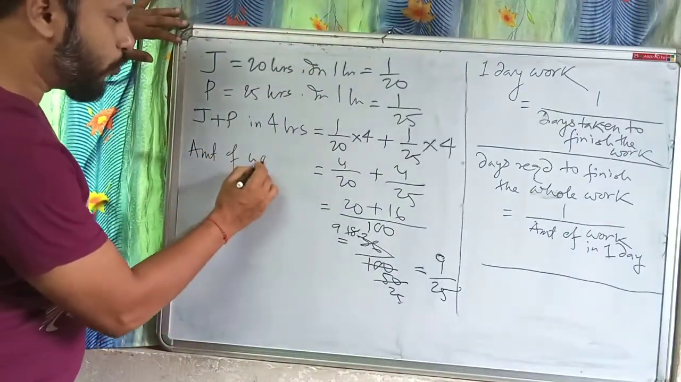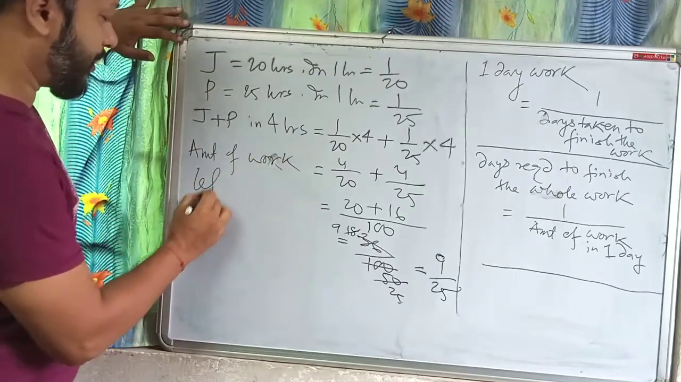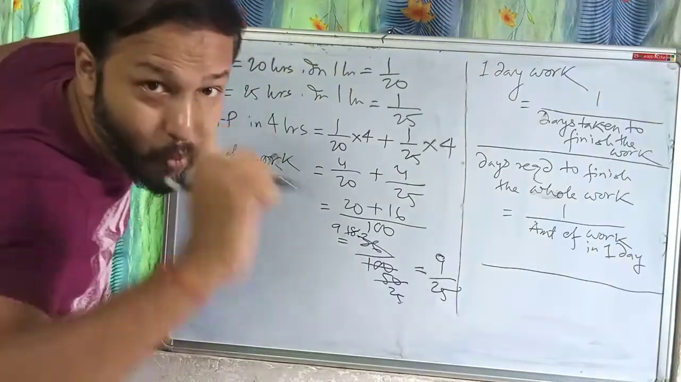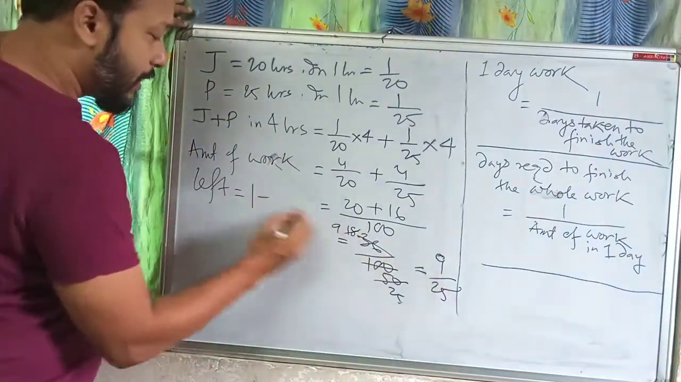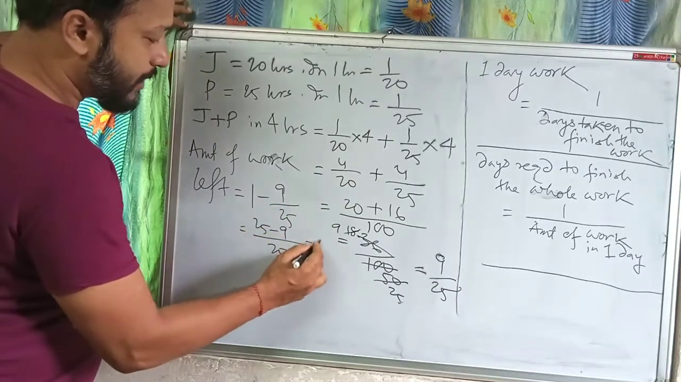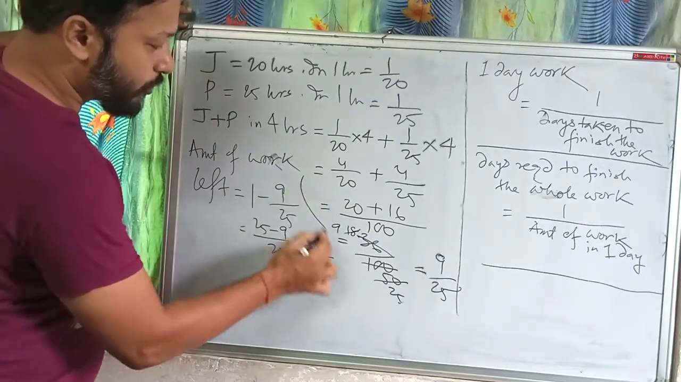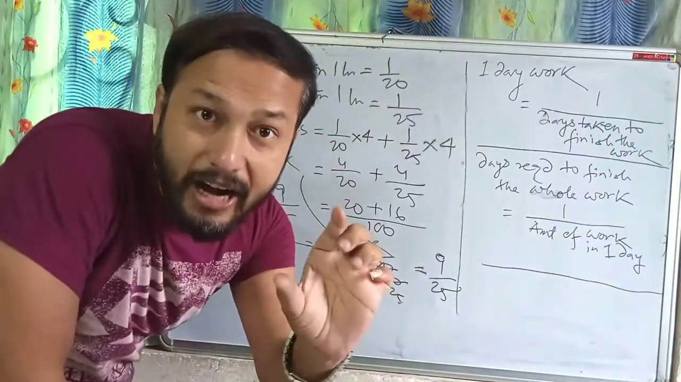Amount of work left equals always 1. Okay, the complete work is always 1. So 1 minus 9 by 25, that is 25 minus 9, that is 16 by 25. So this is the amount of work left. Okay, this is the work left now.